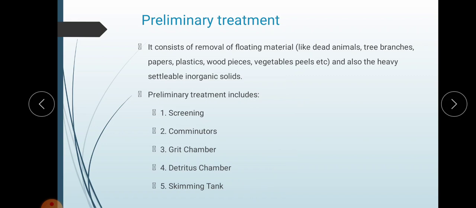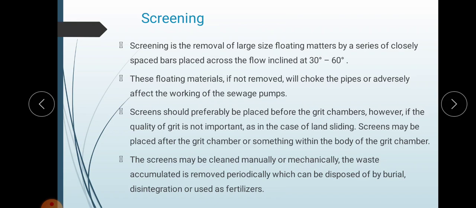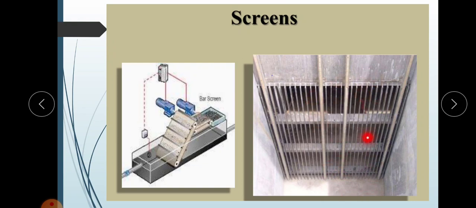Okay, so in your syllabus screening, grit chamber, and detritus chamber are included. So we can discuss one by one. First is screening. Screening means the removal of large size floating matters by a series of closely spaced bars, and these bars are placed across the flow at an angle of inclination of 30 to 60 degrees. So that is the arrangement of screens: there will be a series of closely spaced bars, inclined at 30 to 60 degrees to the flow of sewage.